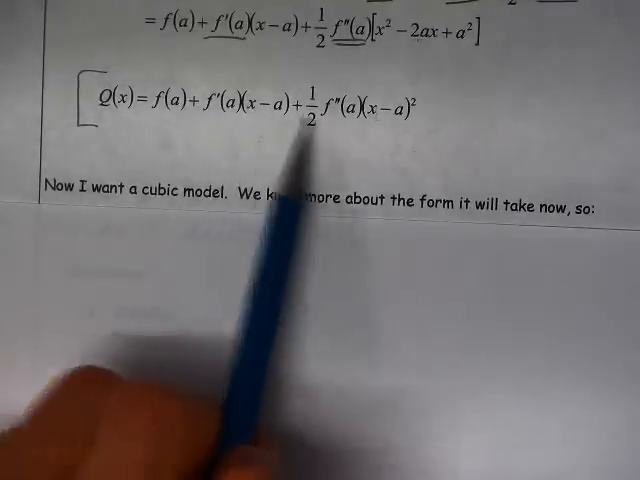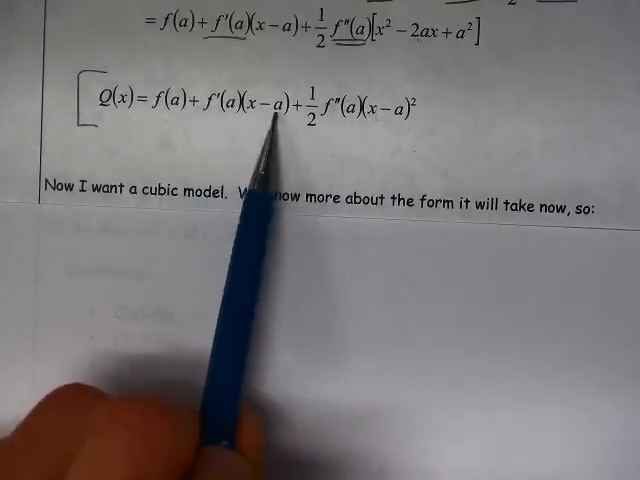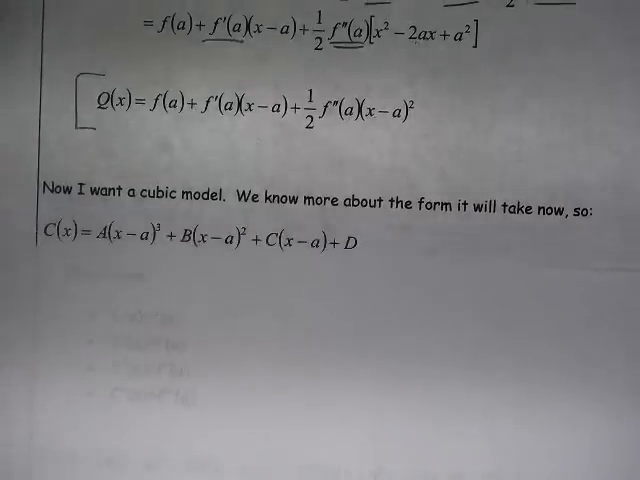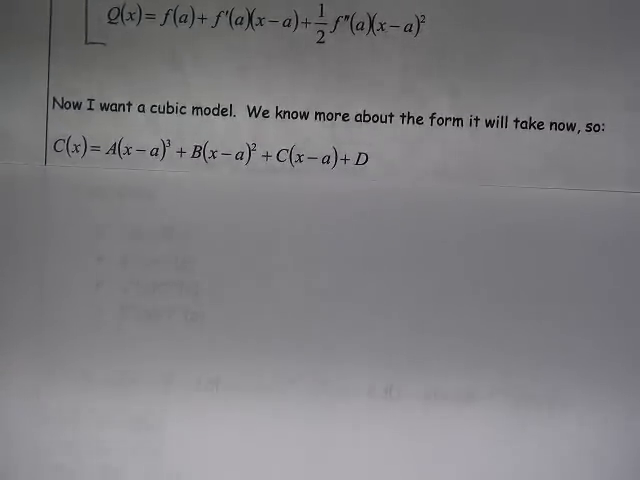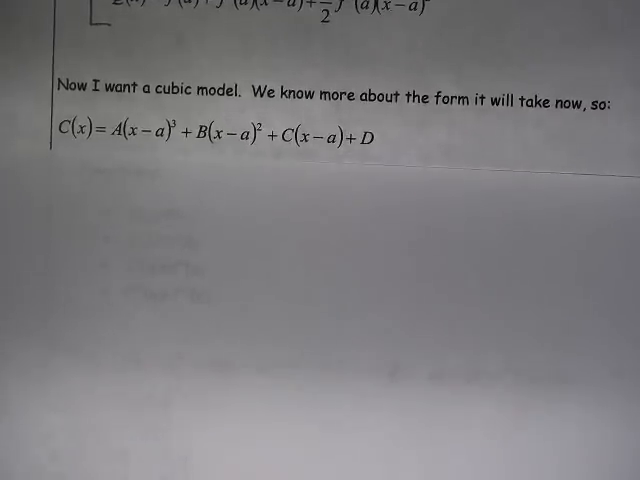We can see here that there's a certain pattern that we are taking, right? First derivative times x minus a to the first. Second derivative times x minus a to the second. So I can use that pattern to tell me a little bit more about what's happening there. I'm going to pause the video and start another one. We're going to work on the cubic model here in the next step.